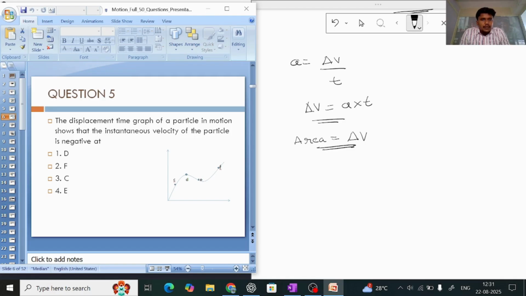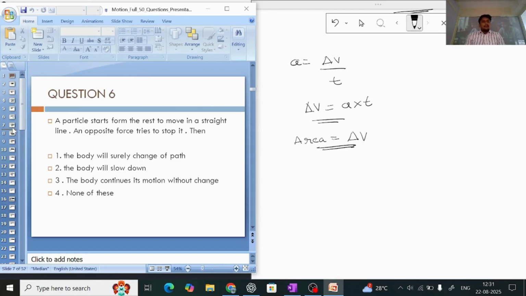But at point E, we can say that the velocity is almost decreased with respect to time. So at point E, the instantaneous velocity will be negative. So option 4 is the correct answer.